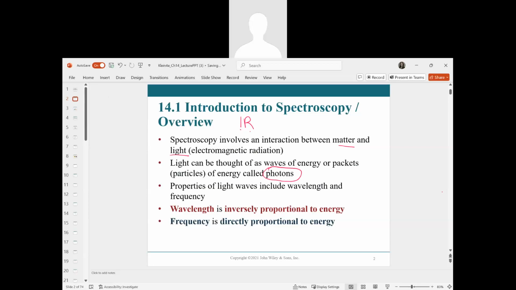So this information should be somewhat of a review, including these relationships shown down here, that wavelength will be inversely proportional to energy. And if you recall the equation, E for energy equals hc, so we have Planck's constant times the speed of light over wavelength. This shows this inversely proportional relationship here. And then we have that energy in this equation here is directly proportional to frequency. So again, we see Planck's constant and then nu, the Greek symbol here, used to represent frequency.